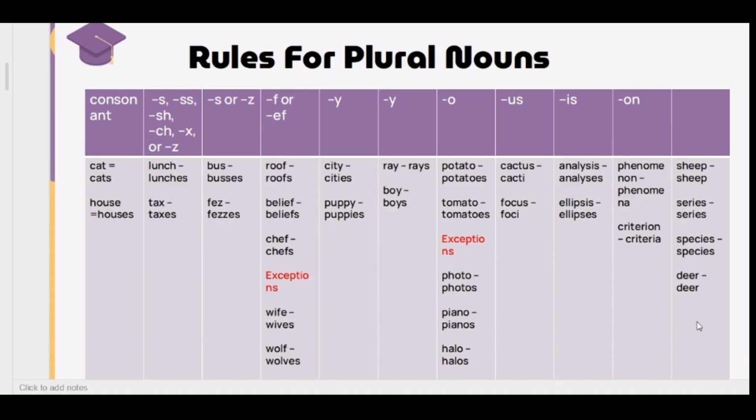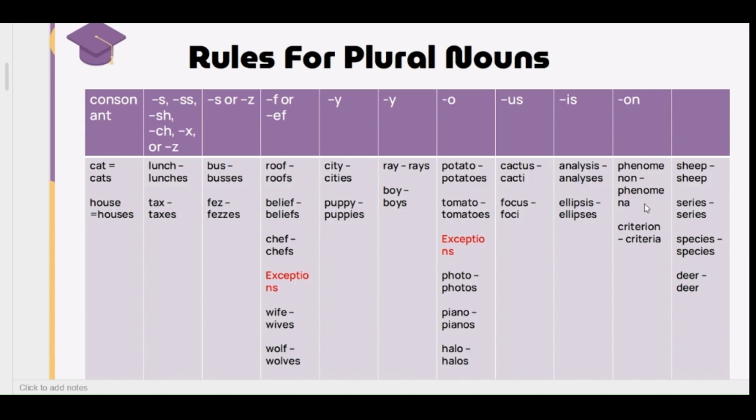Some words ending in O, we put ES. Potato, potatoes. But we have some words ending in O that we cannot put ES, we have to only put S. Like photo becomes photos. And we have words like cactus. When you put it in the plural form, you have to say cacti. Analysis, we change the I to E and it becomes analyses. So if you notice, the same pronunciation, we just change the letter. Are you following me? Si me sigues? Analysis, okay? Very good.